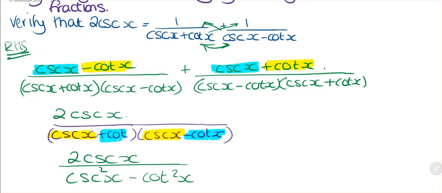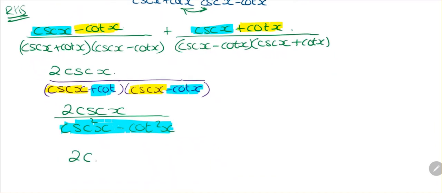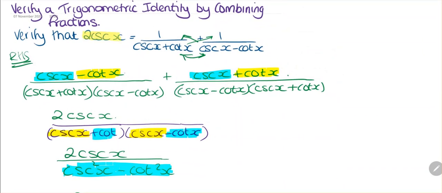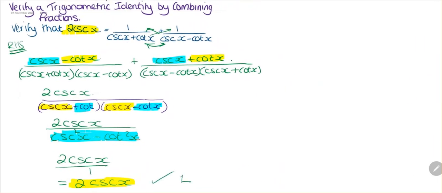Now if we look at the denominator, we can see that this is a Pythagorean identity, and this is equal to 1. So we can actually rewrite this as 2 cosecant of x over 1, which means our answer is just going to be 2 cosecant of x. And if we look at our right and left hand side, we have 2 cosecant of x. So we can see that this is equal to our left hand side.